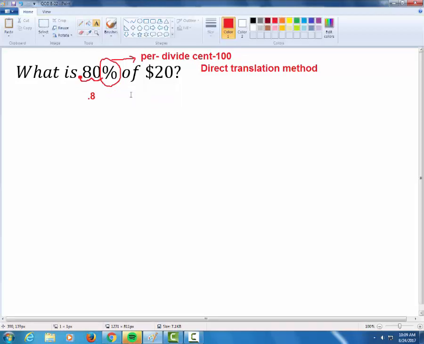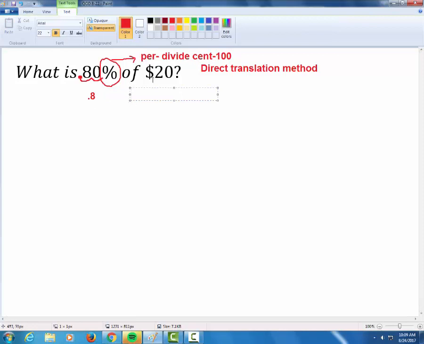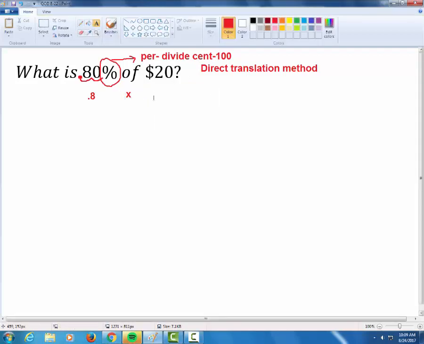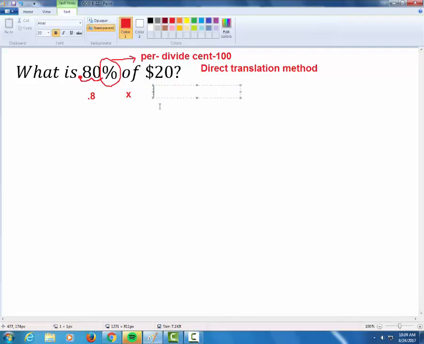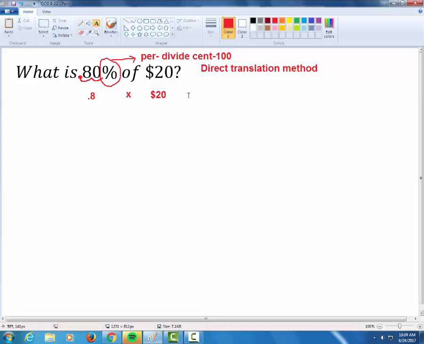Now, let's translate the word of. What does of mean? Well, a lot of students don't realize it, but the word of can be directly translated to multiplication in math. Of is multiplication. Anytime you see the word of between two numbers, you can just turn that into a times sign. And now, of course, 20 was already in, as I call it, the language of math. 20 is 20 all day long. So there we go. So what I'm going to do is 0.8 times 20.